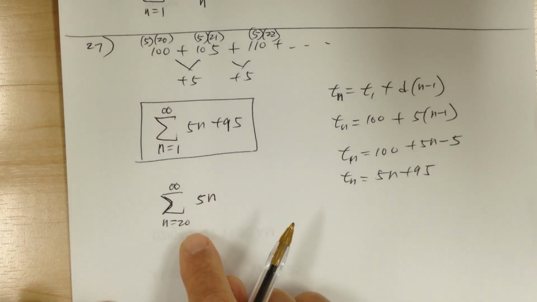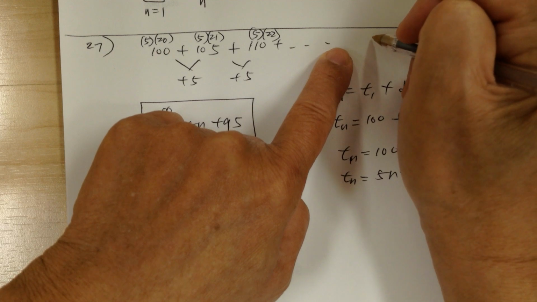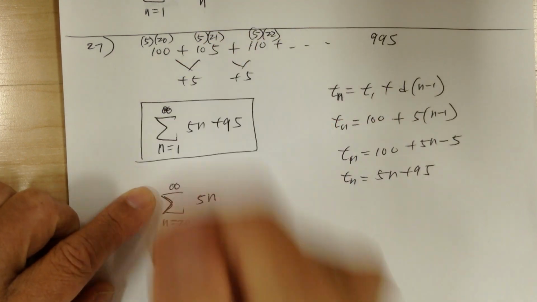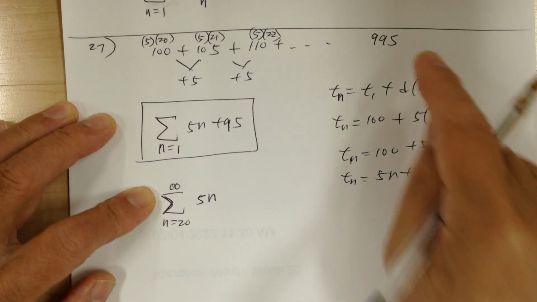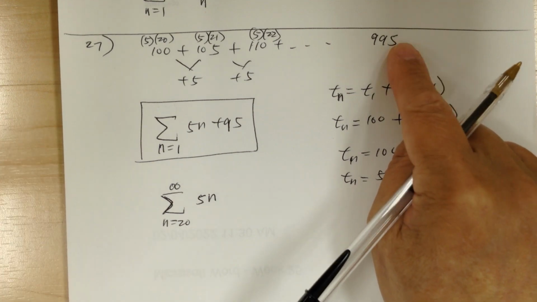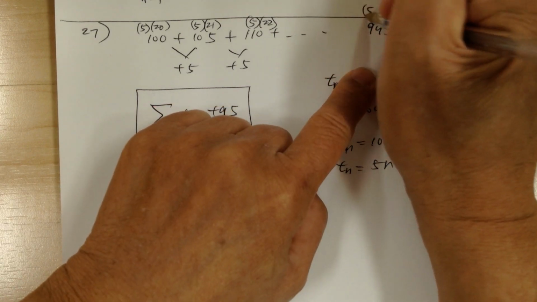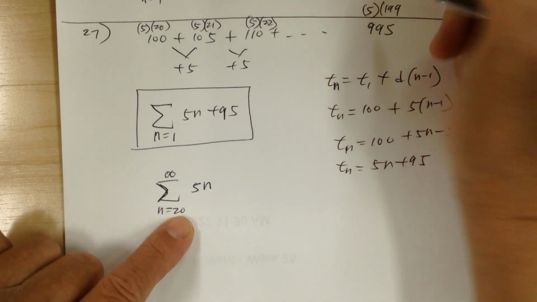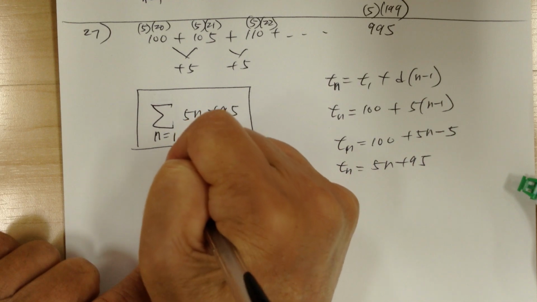Oh wait, this one doesn't go to infinity. Back up. This one goes all the way up to 995. So this is not infinity because it's only three digits. The highest one is 995, so you have to figure out what n is here. This one is 5 times 199, so it would be n equal to 20 through 199.